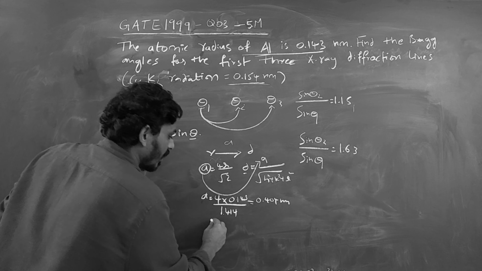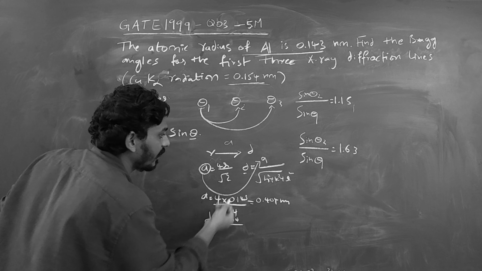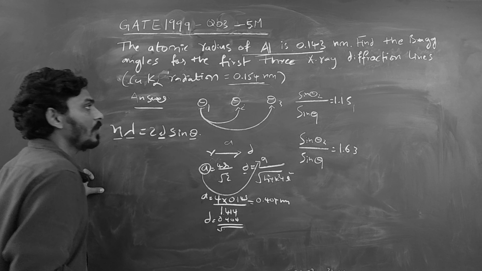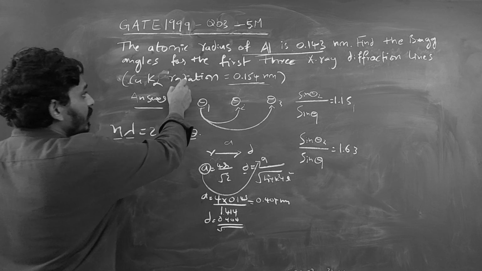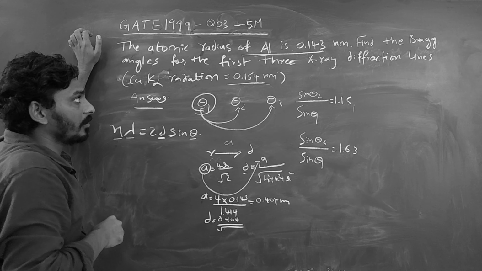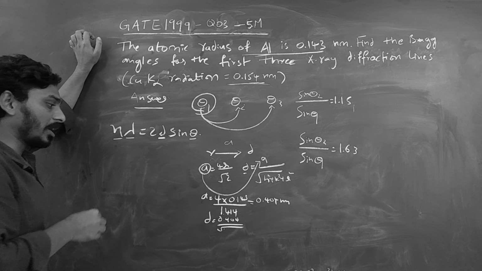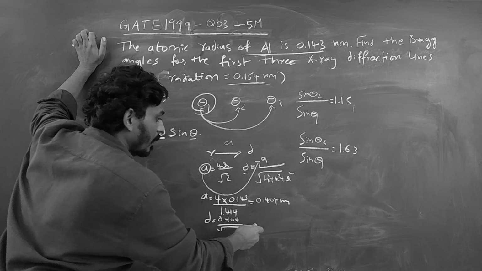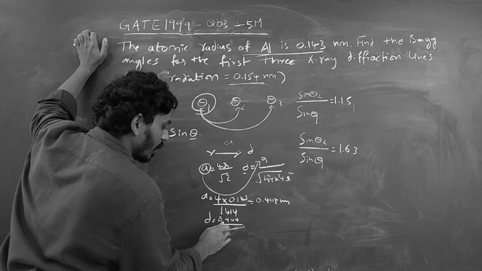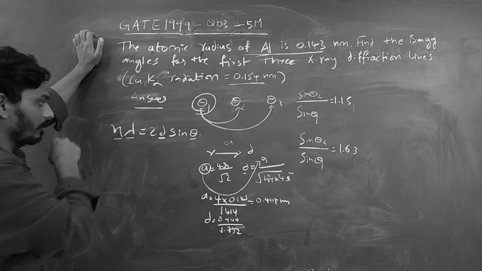Just substitute this a value in our formula. So d is equal to 0.404 by root of h square plus k square plus l square. We are finding theta 1 value, and we know the metal is aluminium. That means the first peak will come from the plane 111. So h square plus k square plus l square will be 1 square plus 1 square plus 1 square, that means root 3. Root 3 means 1.732. So just substitute this value in our Bragg's law.